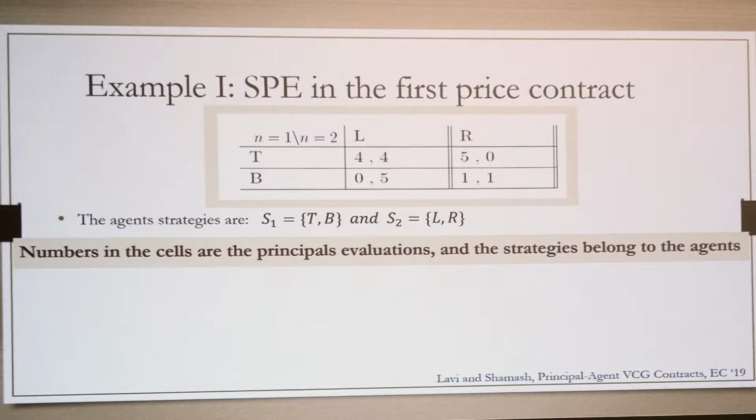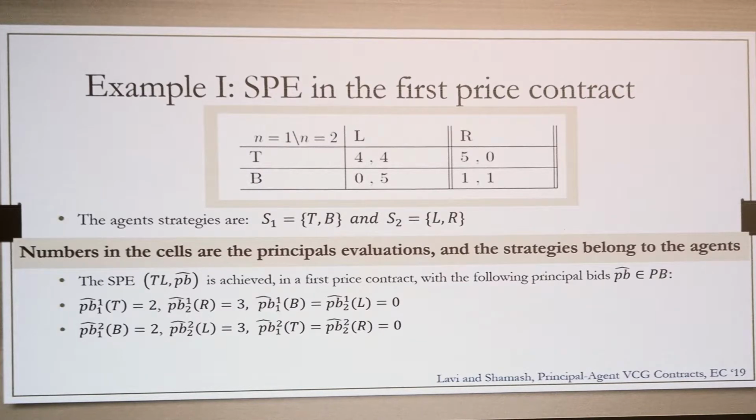Okay, let's look at an example of a game. Here's the game. It looks like the prisoner's dilemma, but it isn't, because it's a different framework. So we have two agents here and two principals. Agent 1 has two strategies, top and bottom, and agent 2 has two strategies, left and right. The numbers in the middle are the principals' utilities from each outcome. The number on the left in each cell is principal 1, and the number on the right is principal 2. The subgame perfect equilibrium in this game is TL with specific principal bids, PB hat.